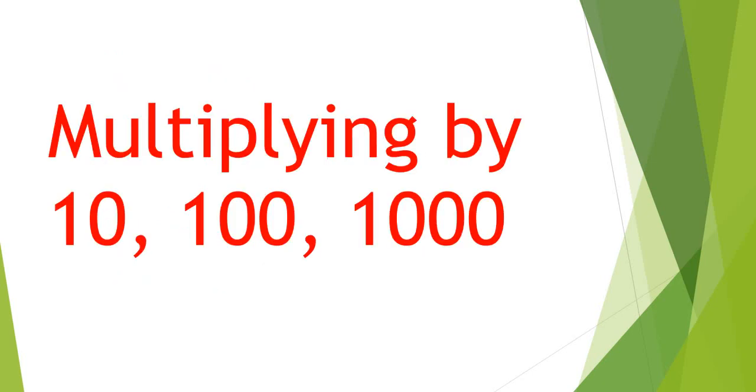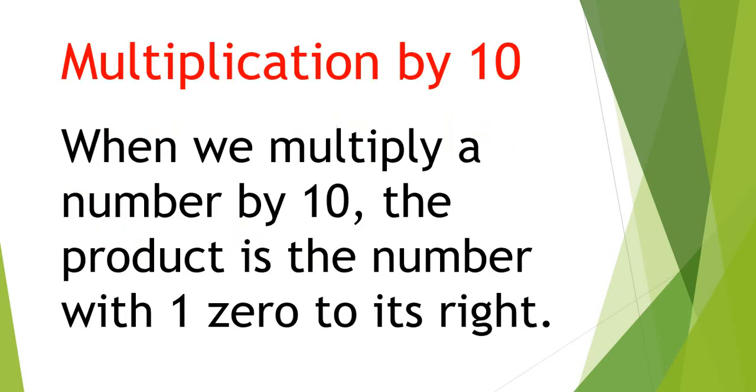Now, our second topic is multiplying by 10, 100 and 1000. First, let's start with multiplication by 10. Children, when we multiply any number by 10, the product or answer is the number with 1 0 to its right side. Let's see the example.